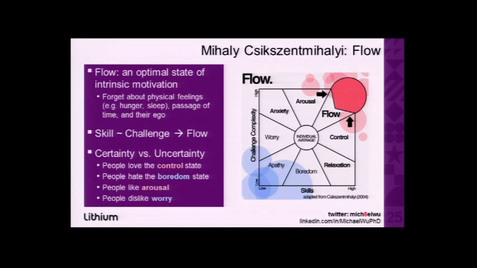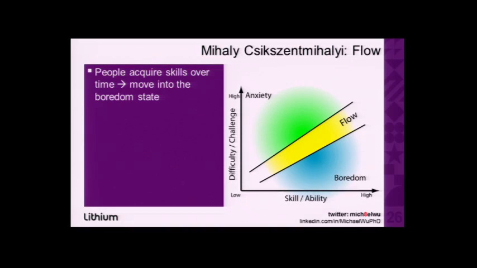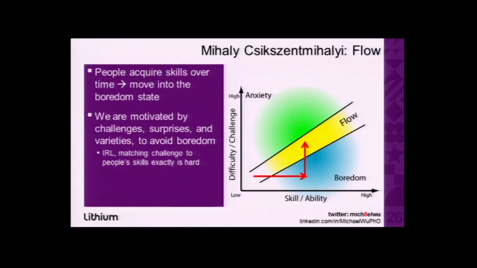So this flow is this fine line between arousal and control, right? But the interesting thing about the flow state is that people acquire skill over time. So what used to be hard or engaging when you're in the state of flow, over time you get better at what you do, so you move into the boredom state, right? Now, obviously the simple solution is to pick another task that's more challenging, right?